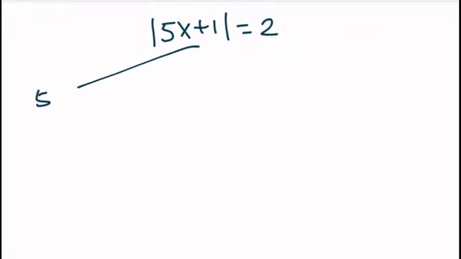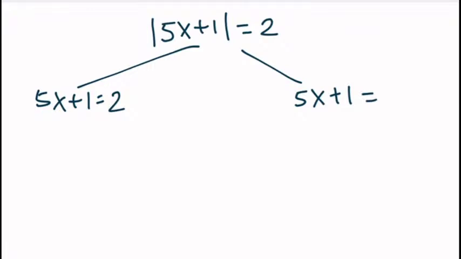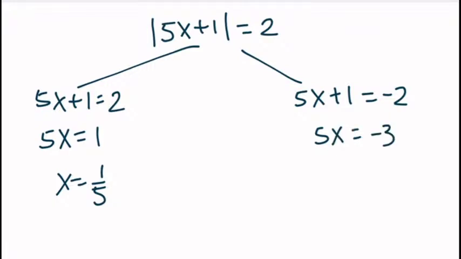How about 5x plus 1 equals 2? Split it up into 5x plus 1 equals 2, and 5x plus 1 equals negative 2. You first subtract 1 on both sides, and then divide by 5. Same thing for this side. X equals negative 3/5.